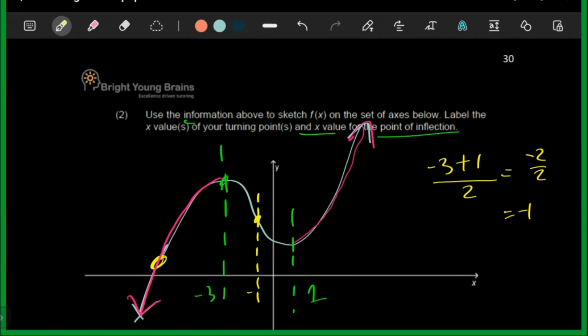Now, they didn't say anything about anything else. You see, you have a graph here where you have a negative x-intercept, and that negative x-intercept clearly does not need to be labeled because we don't have that value. And then the turning points, we have labeled them. We've labeled the x values, and we've labeled the x value of the point of inflection. That's all you need. Anything else that you may see on this sketch is just extra information, and we really don't need that.